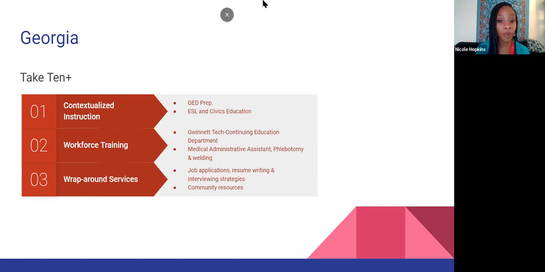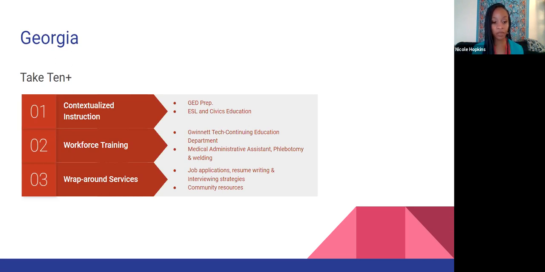So they're working through GED preparation, ESL and civics education. And then we've also got the workforce training. And so in Gwinnett County, their technical and continuing education department focuses on training in medical administrative assistant, phlebotomy, and welding. Those are kind of their focus areas of programs. And then third, they've got those wraparound support services. So they're helping students with job applications, resume writing, and interviewing strategies, which is exactly some of those things that I think Bonnie was talking about that occur in their IET programming with the ESOL.